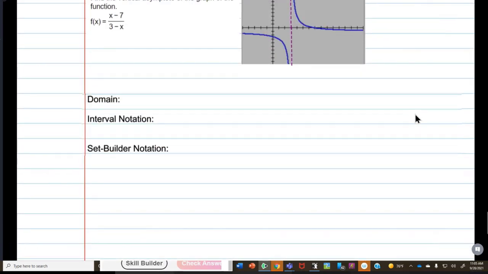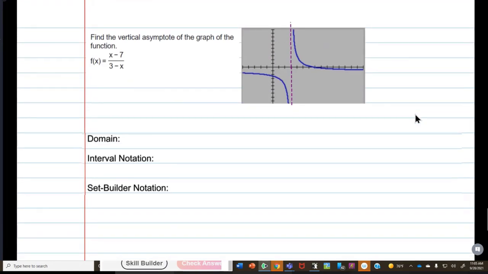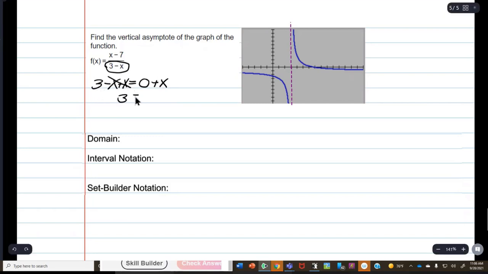Now, here we have something interesting. We actually have an x in the numerator. That doesn't change anything. The fact is, this is what gives me my domain. So that is what I care about. For these particular questions, 3 minus x equals 0. The lazy person's way of doing this is just to add x to both sides. So sure, why not? Add x. Negative x plus x is 0. And I'm left with a 3 equals 0 plus x, which is x. That's the equation of the vertical asymptote.